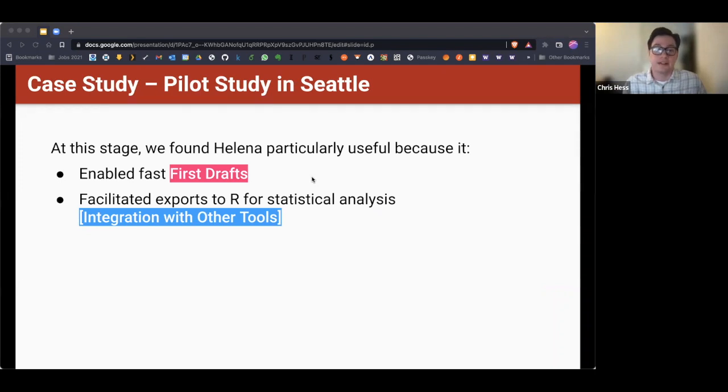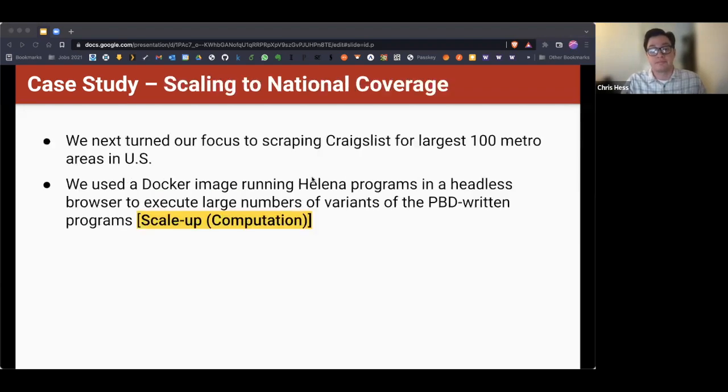Further, the fact that Helena exported CSV files meant that there was essentially no friction for being able to incorporate that within our existing workflows. The second point informed our design guide about prioritizing integration with other tools, since many social science users have existing technical skills in data analysis software like R that can be complemented with tools like Helena.